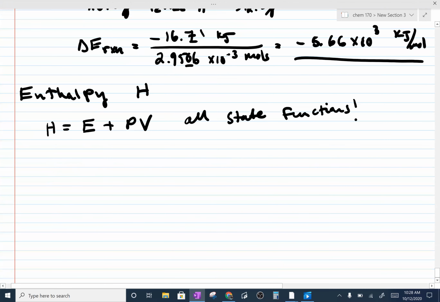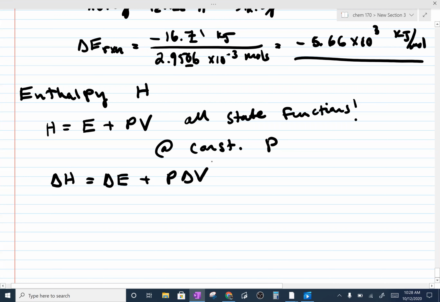And if we set this to constant pressure, then we can write this as delta E is equal, or excuse me, delta H is equal to delta E plus P times delta V. The reason I'm not saying delta P in this case is because pressure is constant. So we only need to consider one pressure variable. We don't need to consider the final and the initial point because it's always going to be the same. So we have delta E plus P times delta V.